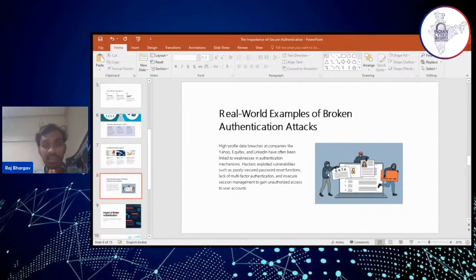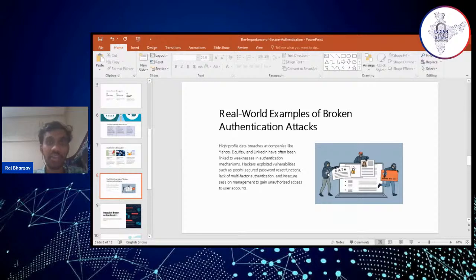Let's look at some real-world data breaches, real-world examples of broken authentication attacks. Previously, companies like Yahoo, Equifax and LinkedIn leaked so much data without a proper authentication mechanism. So much data was leaked to the real world. Reset functions and a lack of multi-factor authentication come under this. That's why it is unauthorized access.